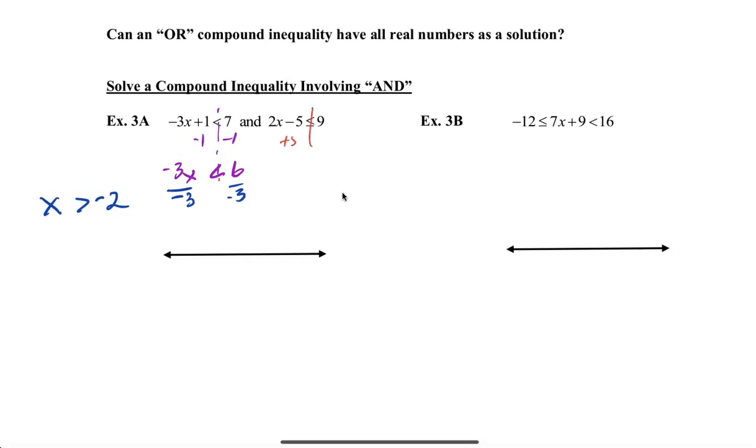But we do one side, the other side. So let's add 5 to both sides. So I get 2x is less than or equal to 14. Divide by 2. So I get x is less than or equal to 7. Okay, so we have negative 2 on this side. We have 7 on this side.